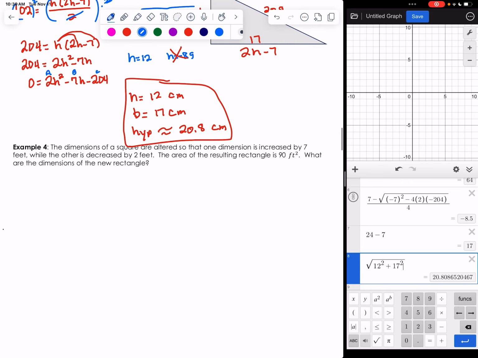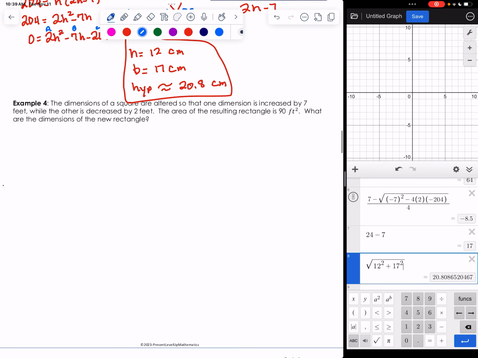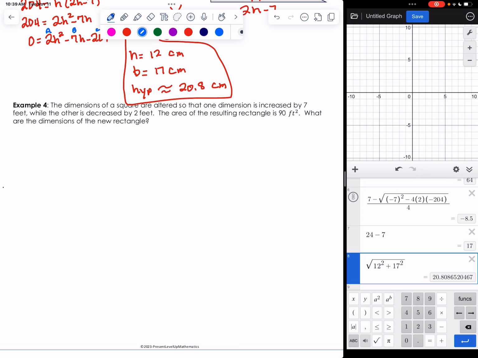All right, last example. The dimensions of a square are altered so that one dimension is increased by 7, while the other is decreased by 2. The area of the resulting rectangle is 90 square feet. What are the dimensions of the new rectangle? So let me just draw you a picture of what's happening here. Let me draw a square first.